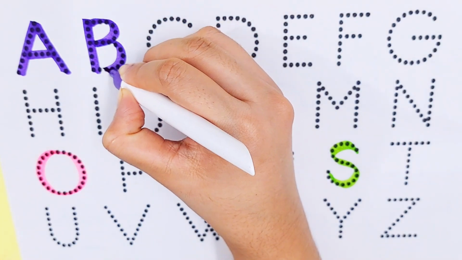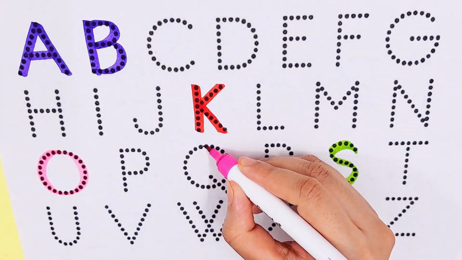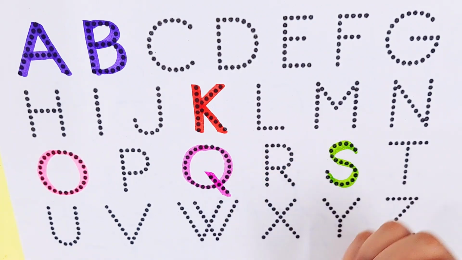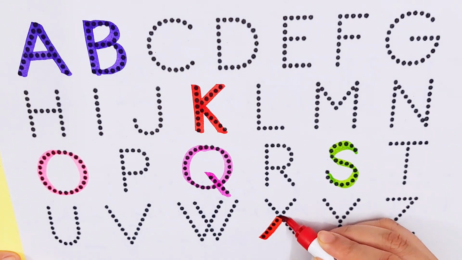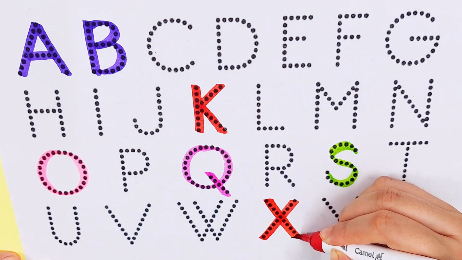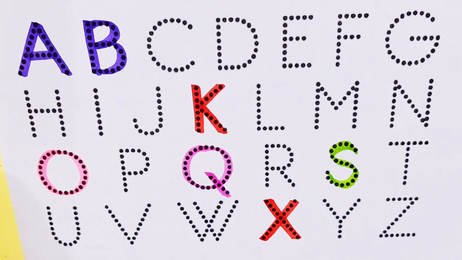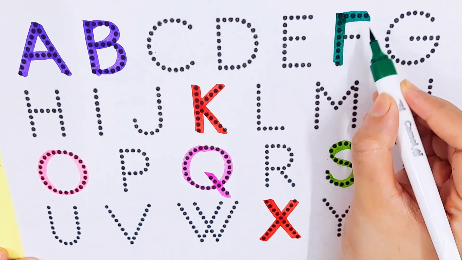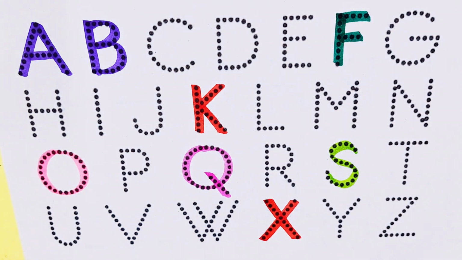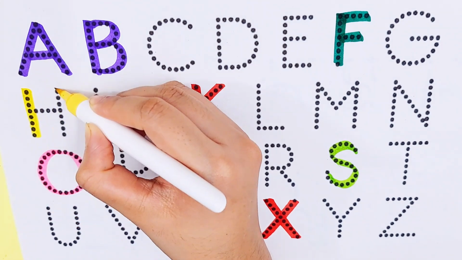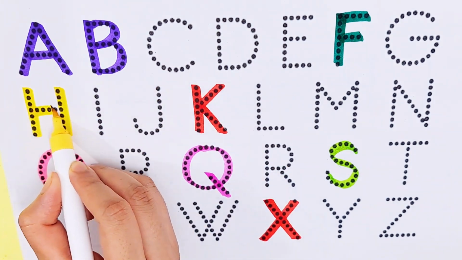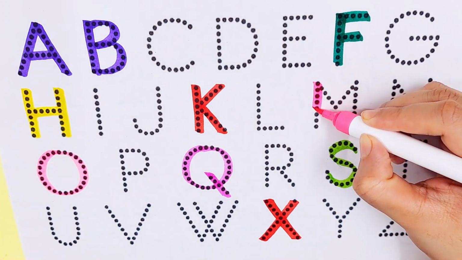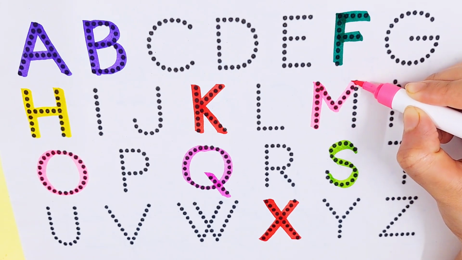B for broccoli. Q for queen. X for X-ray. F for flowers. H for hat. M for mango.